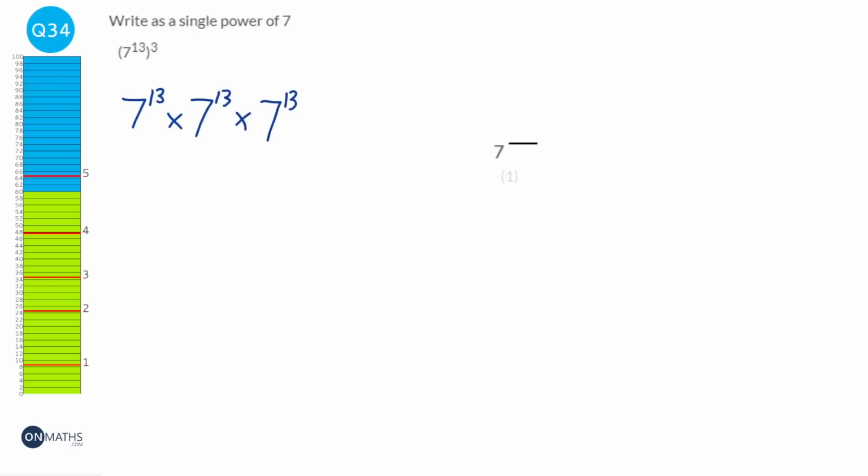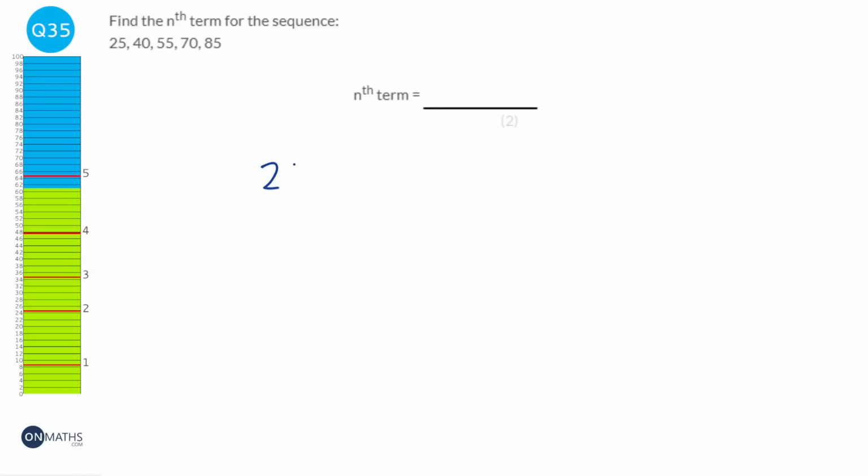Now we know the rules of indices say when you times 2 numbers with the same base, you add the powers. So it's going to be 13 plus 13 plus 13, so it's going to be 7 to the power of 39. Now you might notice that actually there's a quicker way of doing this. All we need to do is times the powers, which will also equal 7 to the power of 39.